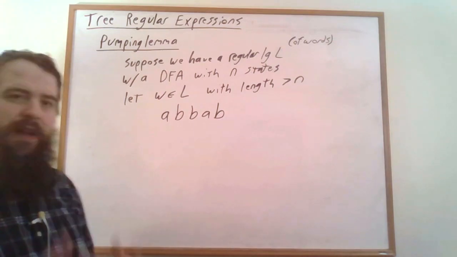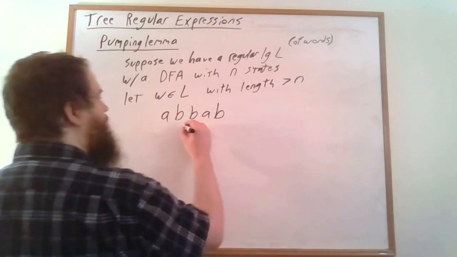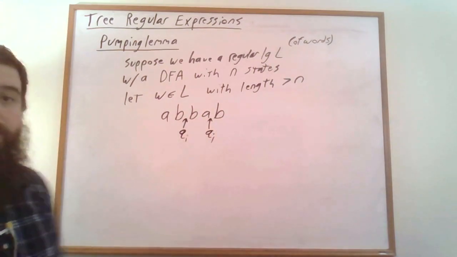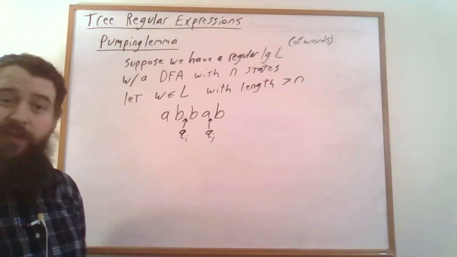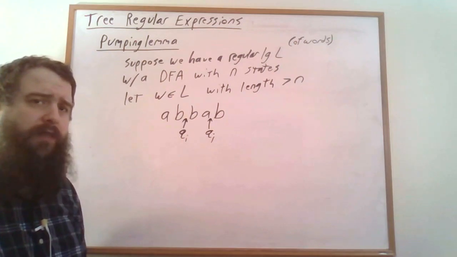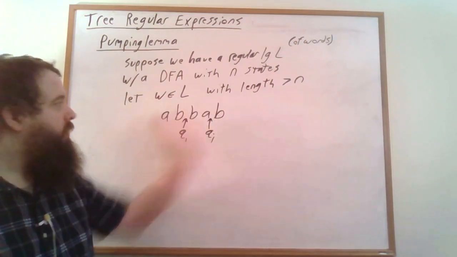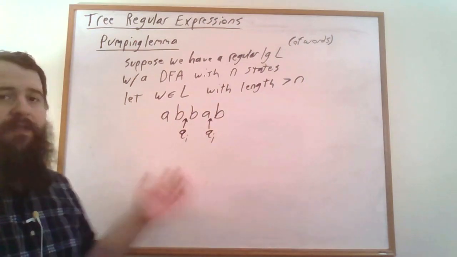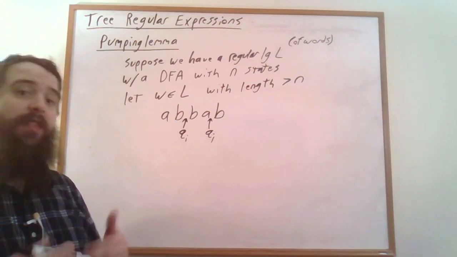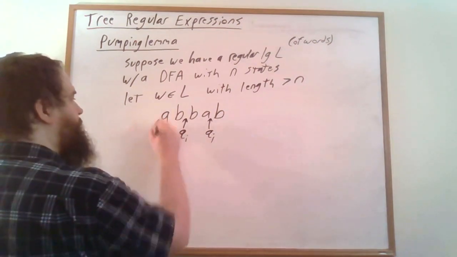Then what's going to wind up happening by the pigeonhole principle is the same state is going to show up more than once. We're not sure exactly which state is going to show up more than once or where it's going to show up more than once, but we know that somewhere in our run, in our reading of this word, the same state is going to show up twice. And what this means is that we've found a loop within the transition diagram for this automaton.